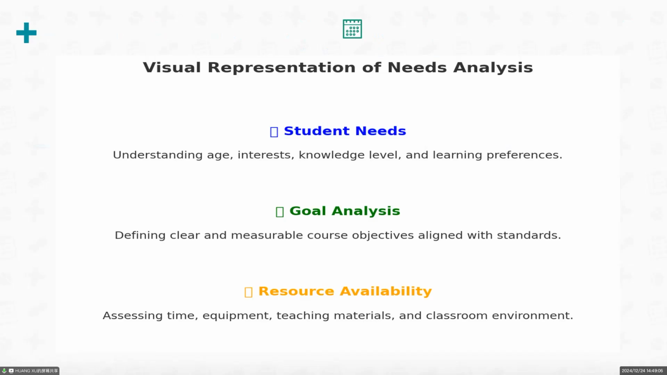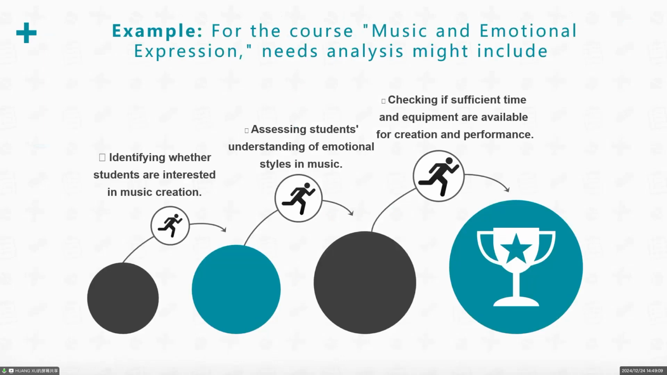And I will give an example for this course. I choose this topic, music and emotional expression. The needs analysis must include: first, identifying whether students are interested in music creation; second, assessing students' understanding of emotional styles in music; and the last, checking whether there is sufficient time and equipment available for creation and performance.